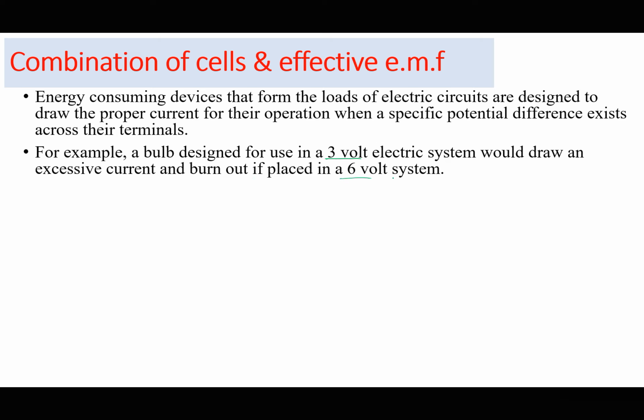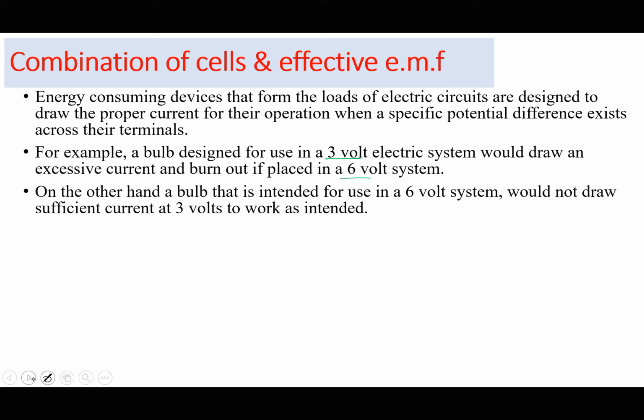So, if a bulb is designed to use 3 volts and you put it across 6 volts, it may draw excess current and just blow out. Yet on the other hand, a bulb that is intended for use in a 6 volt system would not draw sufficient current at 3 volts. If a bulb needs 6 volts and you connect it across 3 volts, it may not draw enough current for it to work as required.